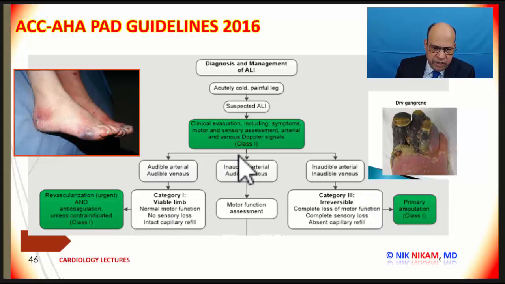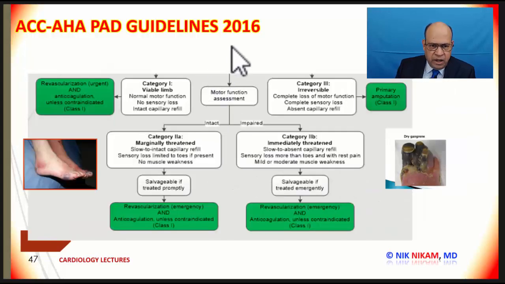Now let's continue with the middle segment, based on the motor function assessment. If the motor function is intact, then we look for a marginally threatened limb: slow capillary refill, sensory loss limited to the toes if present, and no muscular weakness. These patients may be salvageable if therapy is implemented promptly using revascularization and anticoagulation.